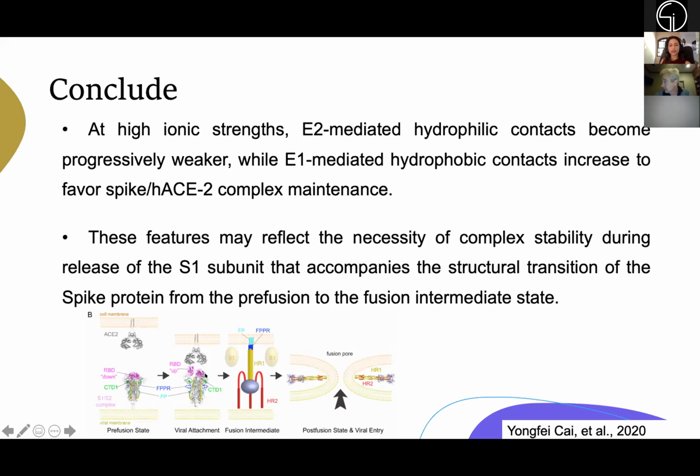So a lot of things are happening here. You have different ionic strength happening all around the structure. So maybe the interaction between the RBD and the human ACE2 must be stable in a very large range of ionic strength.